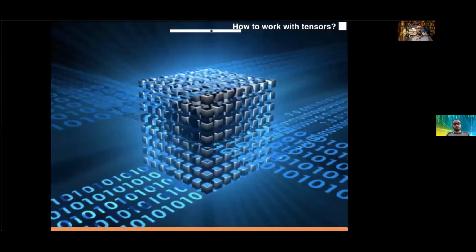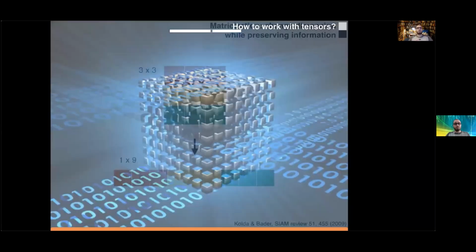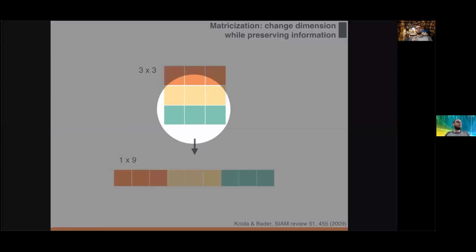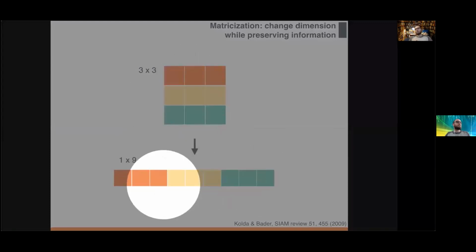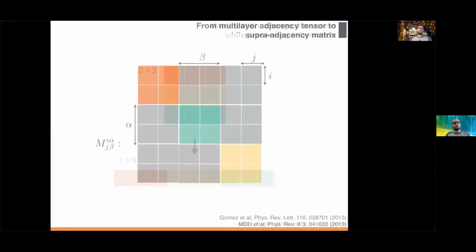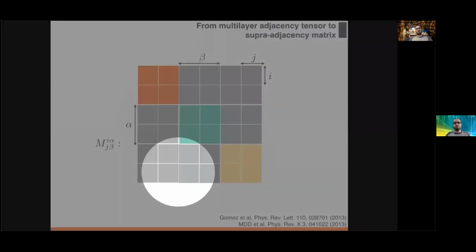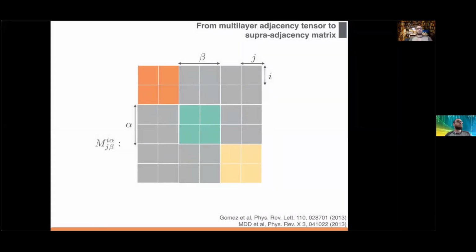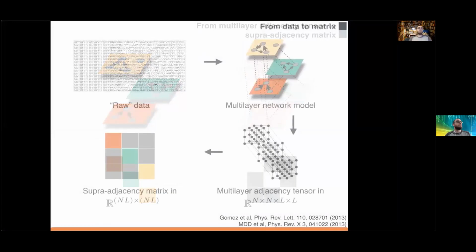How can we work directly with this type of object? We use a technique that is pretty well known in the computer science and applied math community, that is the flattening of tensors. We change the dimension of a complex object into a less complex object while preserving the information encoded by that object. And the same is done here. We can flatten the rank 4 tensor into a big rank 2 adjacency matrix, which is usually named supra-adjacency matrix, where the intralayer connectivity is by convention encoded into the main diagonal, and off-diagonal blocks encode interlayer connectivity.